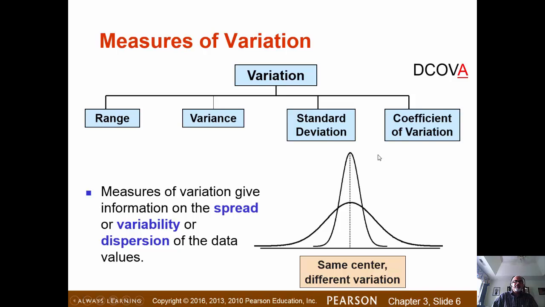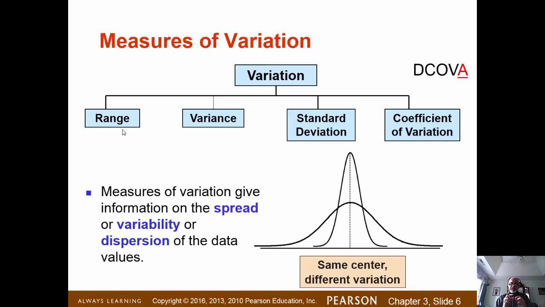Okay, next is measures of variation. Measures of variation is about how spread out the data values are, the dispersion of data values. And there are four measures. So range is the maximum minus the minimum, the width of the data, if you will.